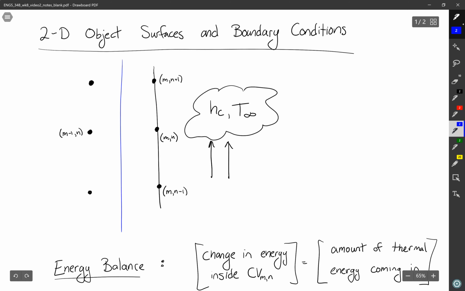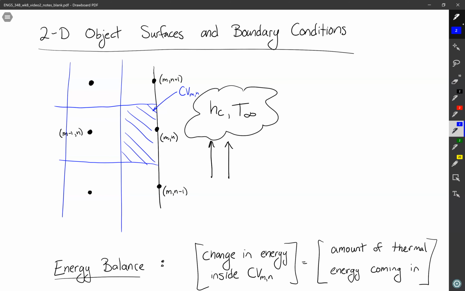We can divide this up into control volumes like we did before, and specifically look at this one control volume that I'm shading right here. This is our control volume, M,N. And what we're going to do is look at an energy balance for that specific section of our object. That section of our object is at a constant temperature, Tmn, and it's experiencing conduction on three sides and convection with this fluid on the right-hand side at that surface.